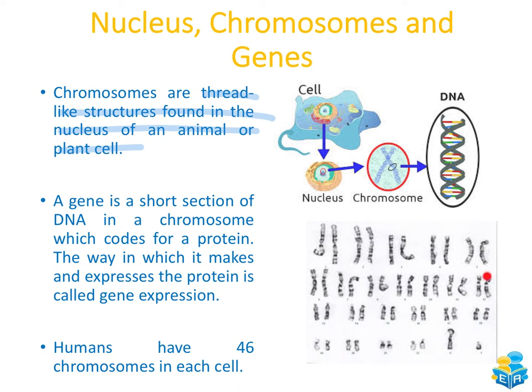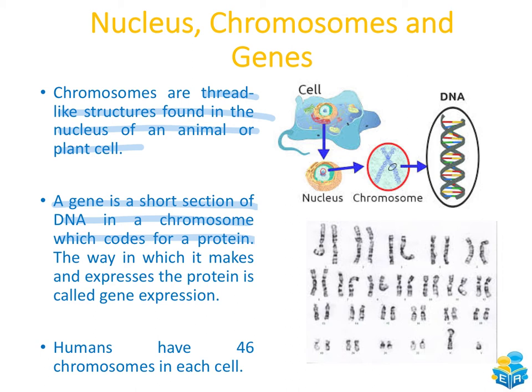It's actually a little bit better to see it in the diagram down here. All of these individual dark bands that you see going across, they're the genes, and they're what controls the characteristics that pass on from parents to their offspring. So that's what it says over here. A gene is a short section of DNA in a chromosome which codes for a protein. The way in which it makes and expresses the protein is called gene expression. So that's how it physically manifests itself in the offspring.